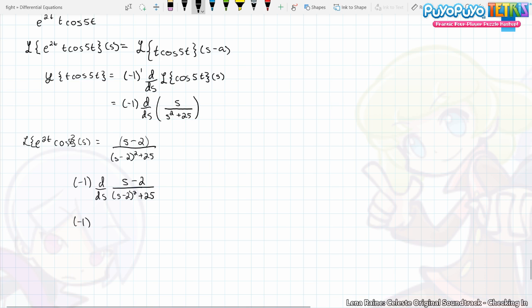Was it the bottom part times the derivative of the top, which is just 1, minus the top part times the derivative of the bottom? What?